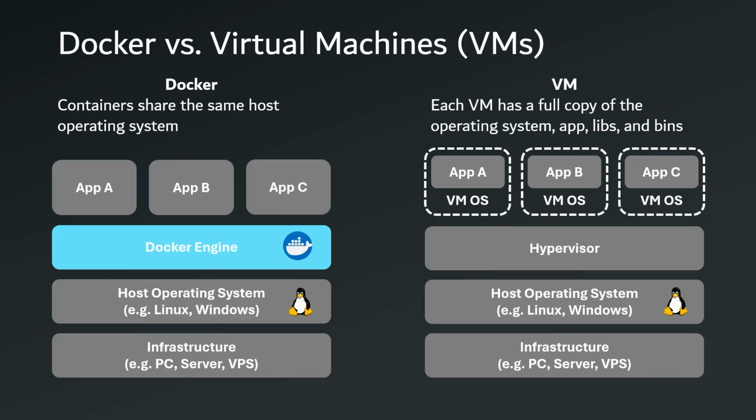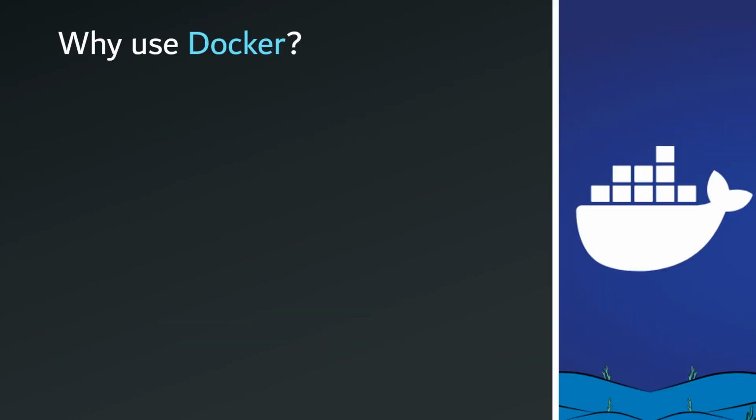Docker containers are often compared to virtual machines because they both provide a way to isolate and package applications. The key difference is that Docker containers share the same host operating system. With virtual machines, on the other hand, every virtual machine has a full copy of the operating system, the application, libraries, and binaries. And that is why Docker containers are usually said to be more lightweight and efficient than virtual machines.